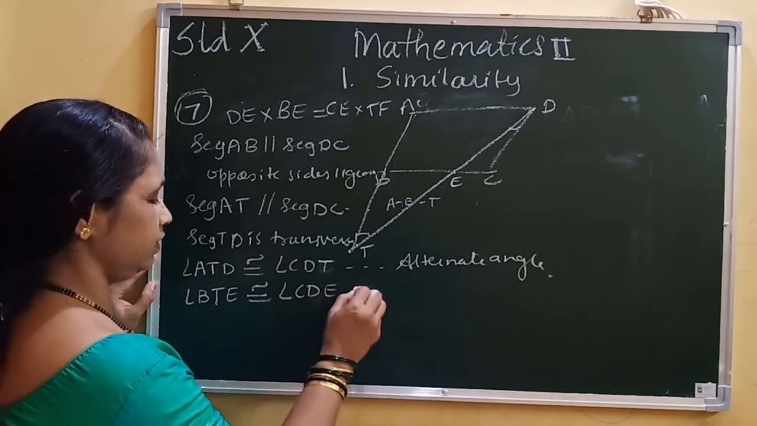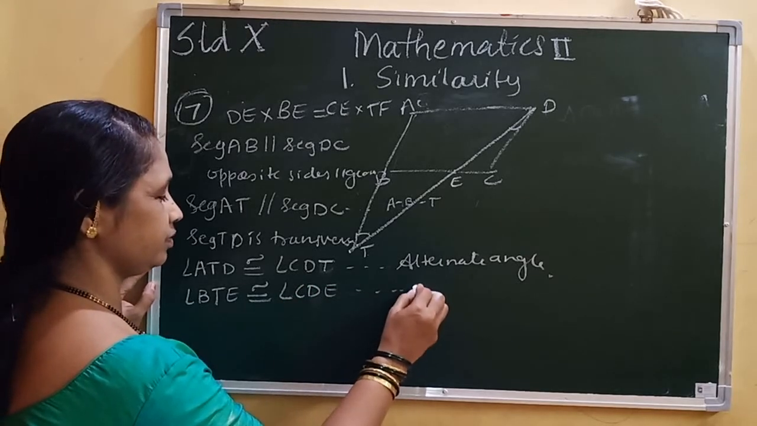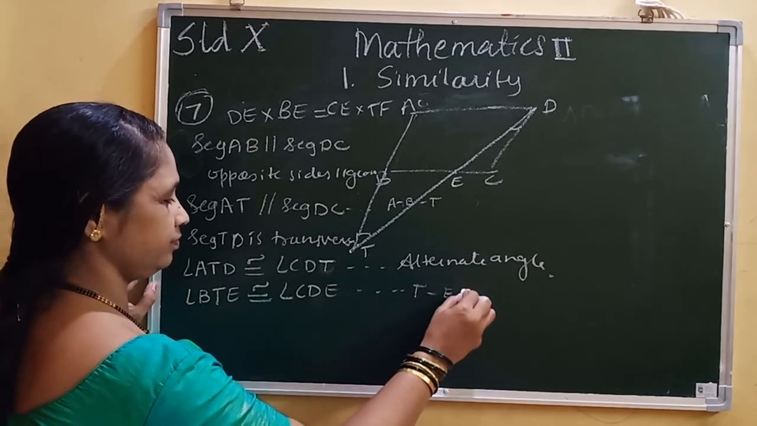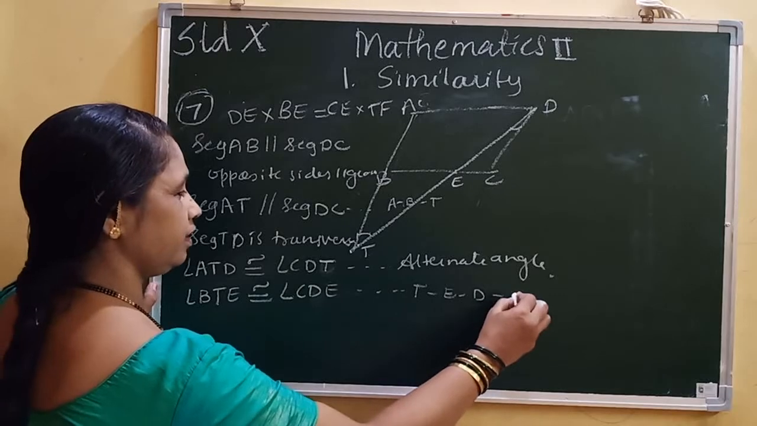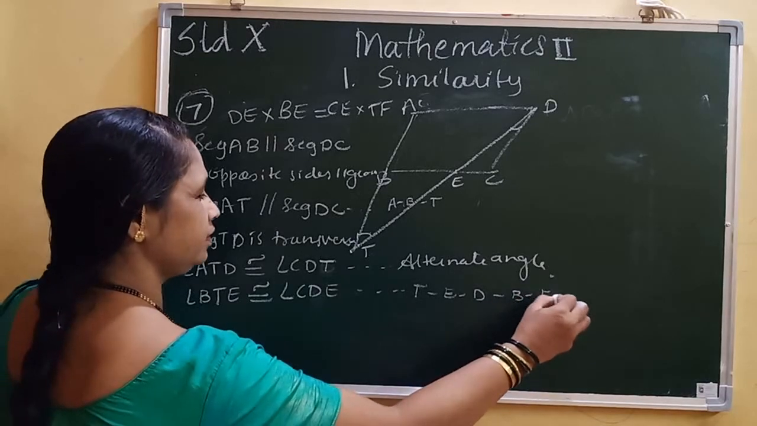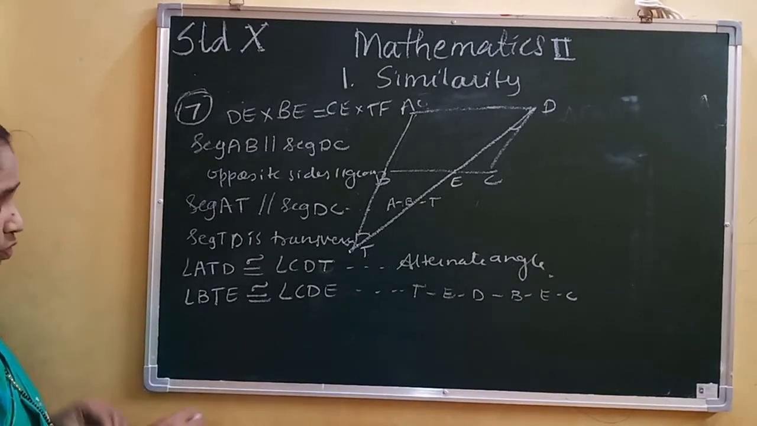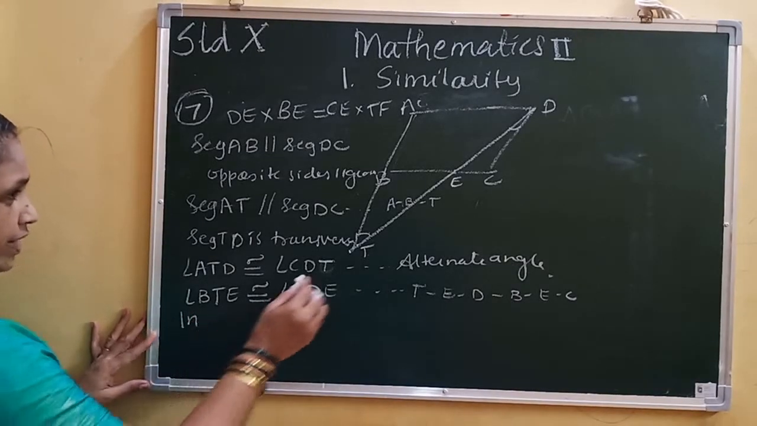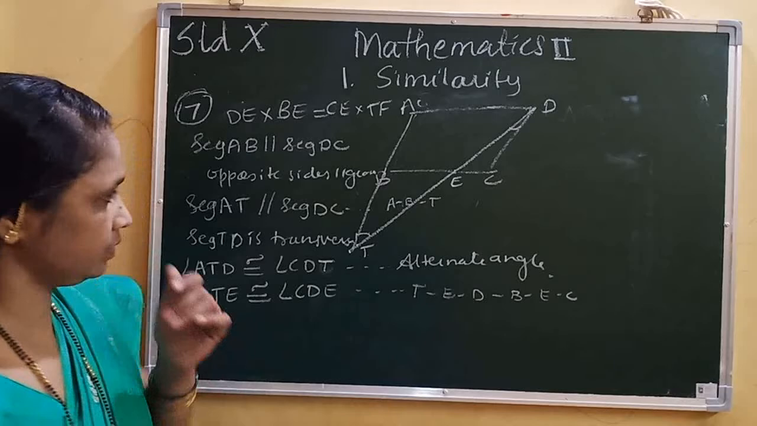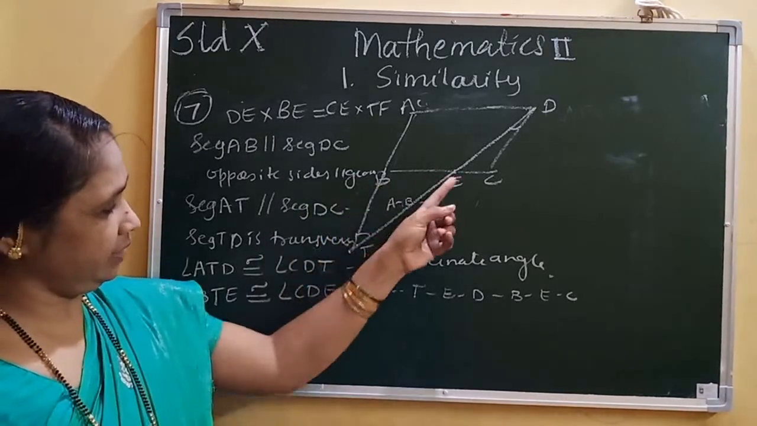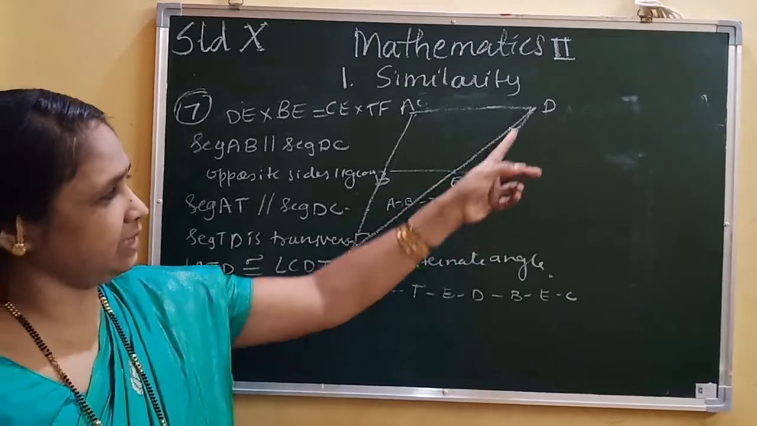BCDE, that is YTED and BEC. Now in triangle, now these two triangles we will consider. Okay, these two triangles, triangle BET and triangle CDE.